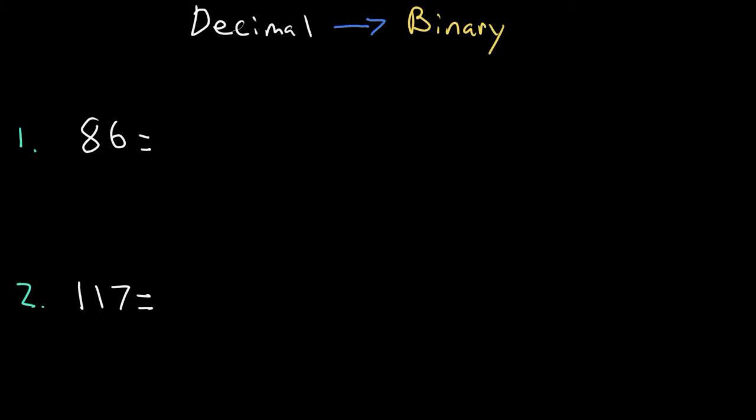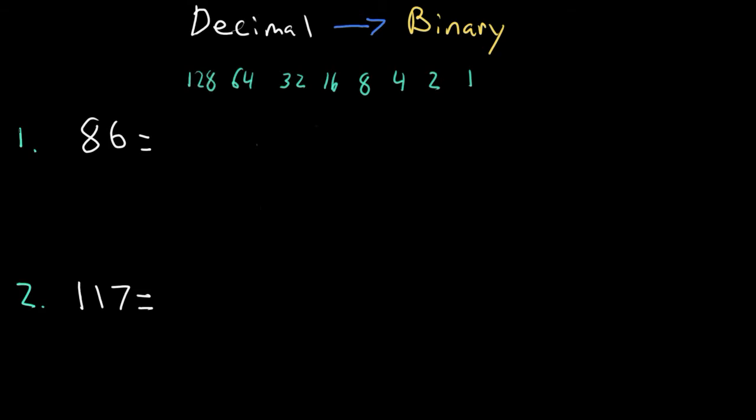Now I have 2 examples up here. We have the number 86 and we also have the number 117. What I'm going to do with this one is write out the base 2 all the way to 128 up above, and we're going to use that for both problems. So we're going to start with 1, then go to 2, then 4, 8, 16, 32, 64, and finally 128.